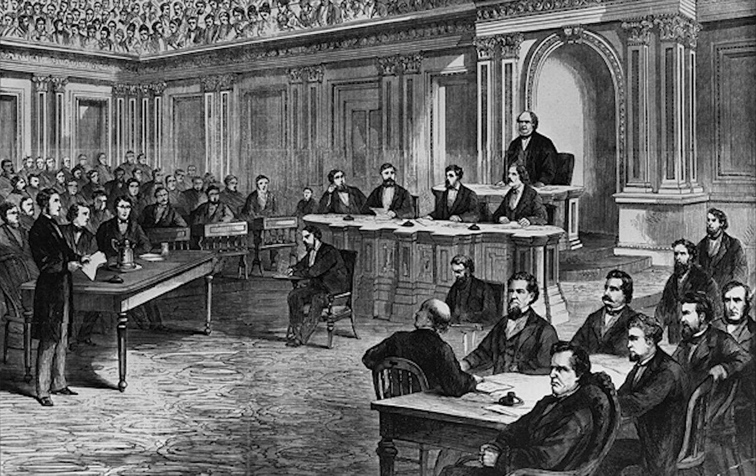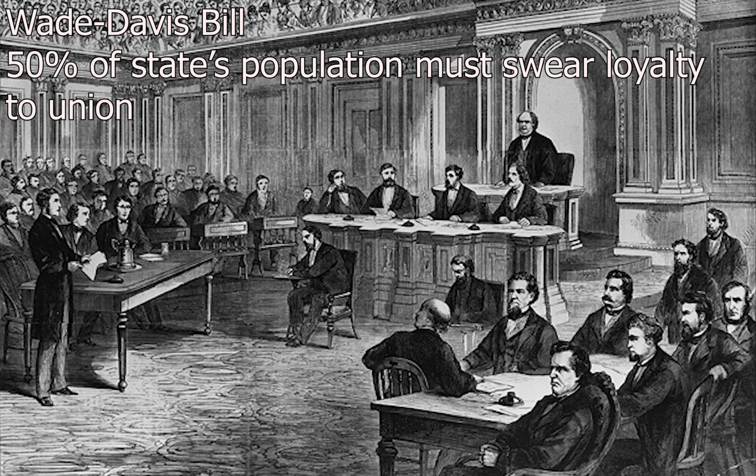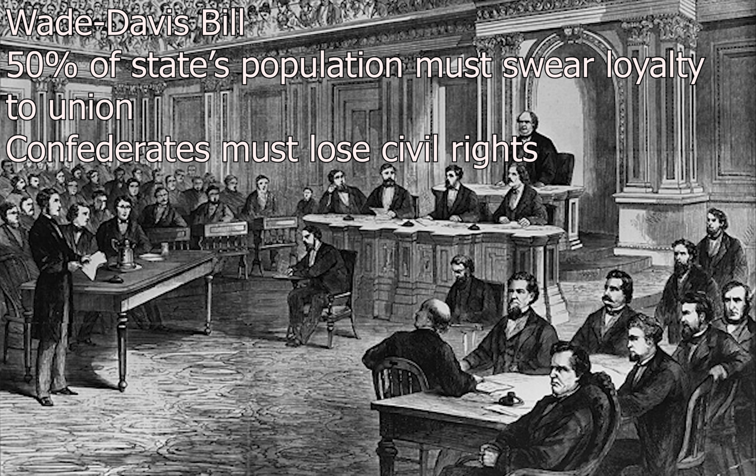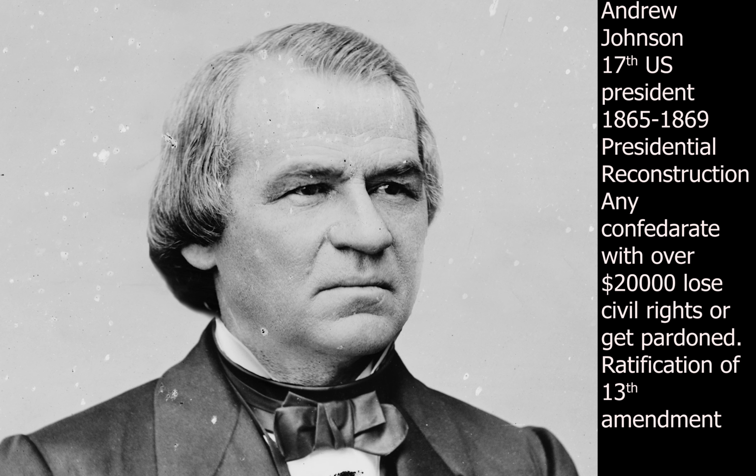The Radical Republicans' main goal was to punish the South and secure African American rights. They had the Wade-Davis Bill, where 50% of the state's population had to swear loyalty and Confederates must lose civil rights. Lincoln's vice president for his second term was Andrew Johnson, a Southern Democrat and former slave owner, to make him a more appealing candidate to Southerners considering whether or not to re-enter the Union.